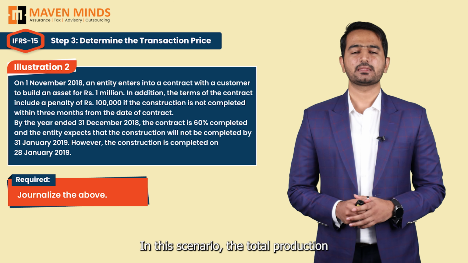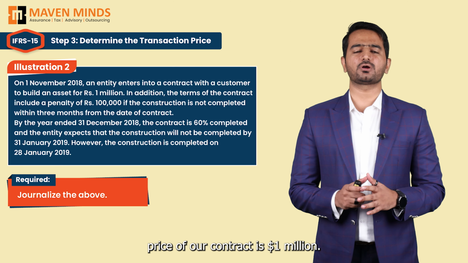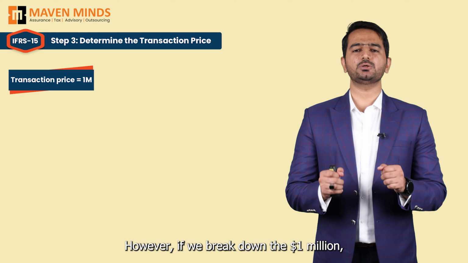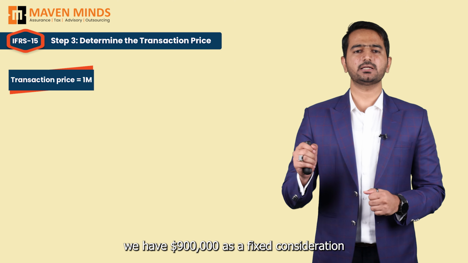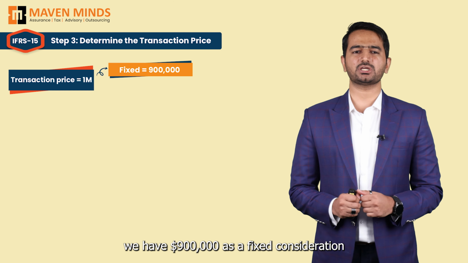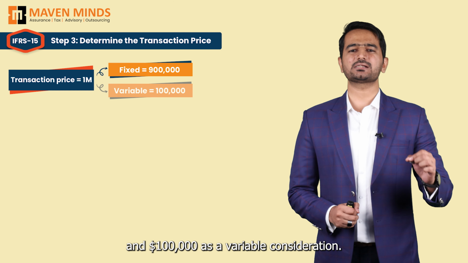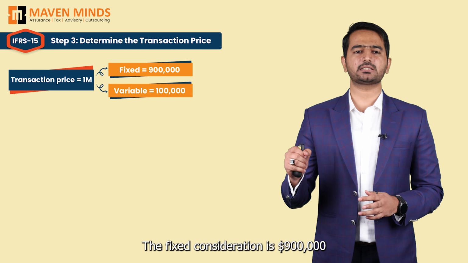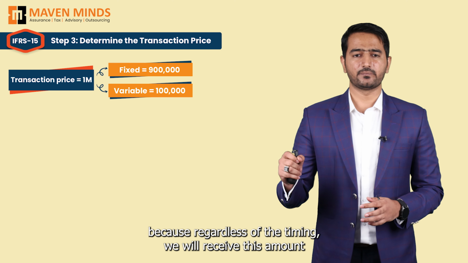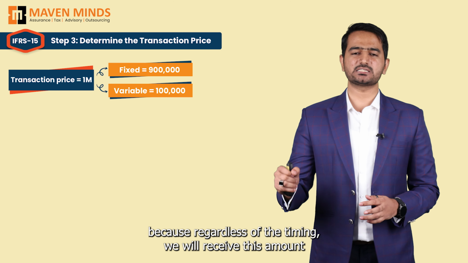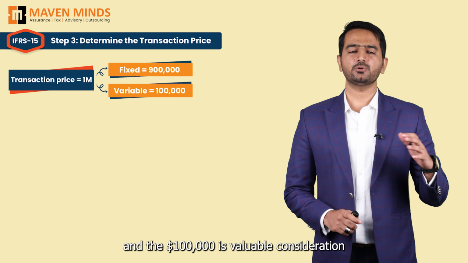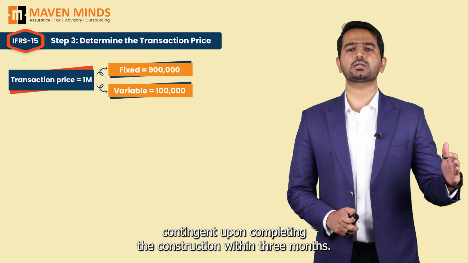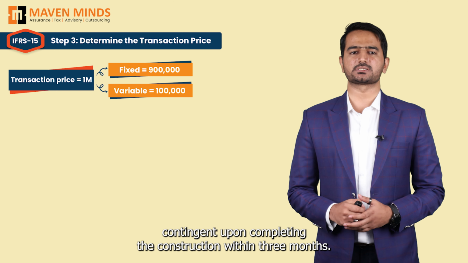In this scenario, the total transaction price of our contract is $1 million. However, if we break down the $1 million, we have $900,000 as a fixed consideration and $100,000 as a variable consideration. The fixed consideration is $900,000 because regardless of the timing, we will receive this amount. And the $100,000 is variable consideration contingent upon completing the construction within 3 months.